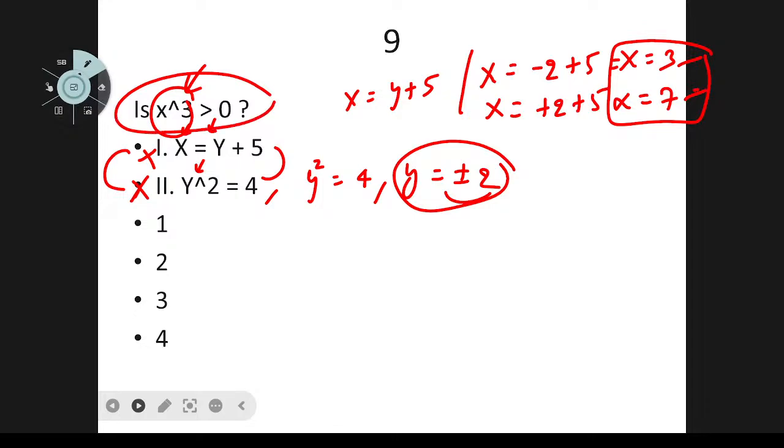Here, if in one case it was negative and in the other it was positive, then I wouldn't know, because both possibilities would be there. But here both of them are positive only, so x cube is also positive only. So the answer is both together are sufficient to answer the question.